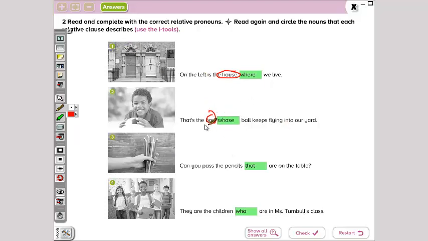Lo siento acerca de mi círculo, pero es que se me complica escribir con... And now can you pass the pencils? Okay, pencils. We're talking about pencils here. And there are the children who are in Miss Tumble's class. We're talking about children, niños. Okay, y así quedaría esta parte.